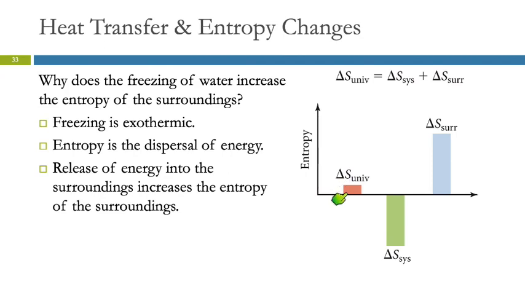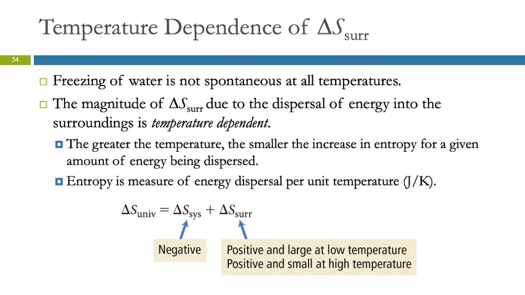So here we have the change in entropy for the universe. The system went way down, because going from a liquid to solid, the particles are more ordered, they have fewer ways of moving, but the surroundings' entropy went up more. So freezing of water is not spontaneous at all temperatures. And the magnitude of that delta S surroundings is temperature dependent due to the dispersal of energy.